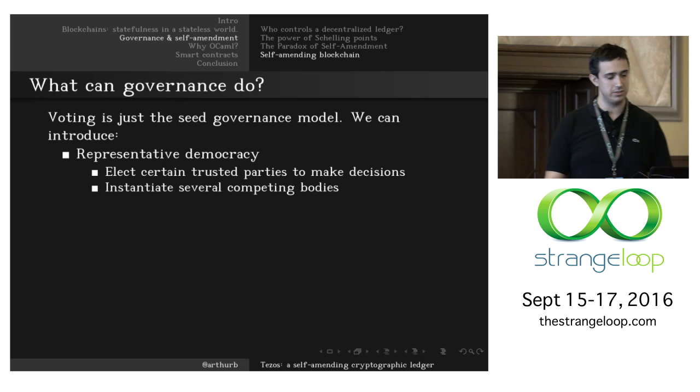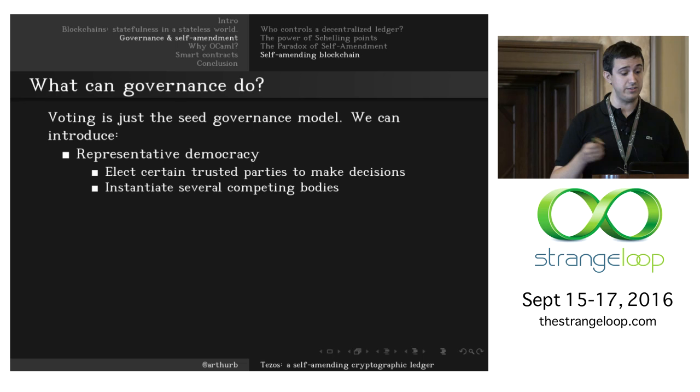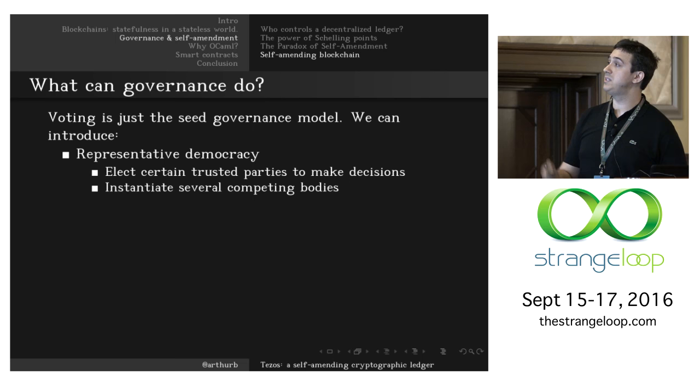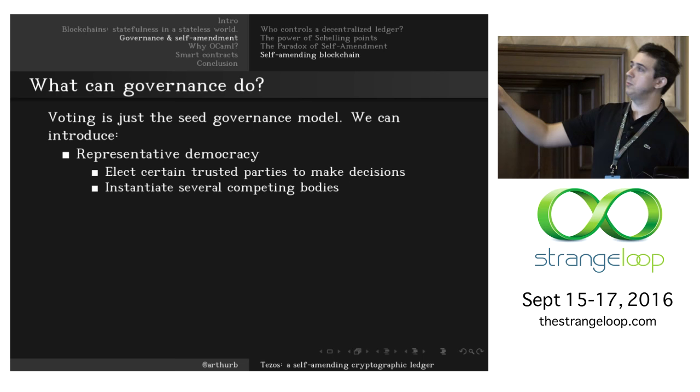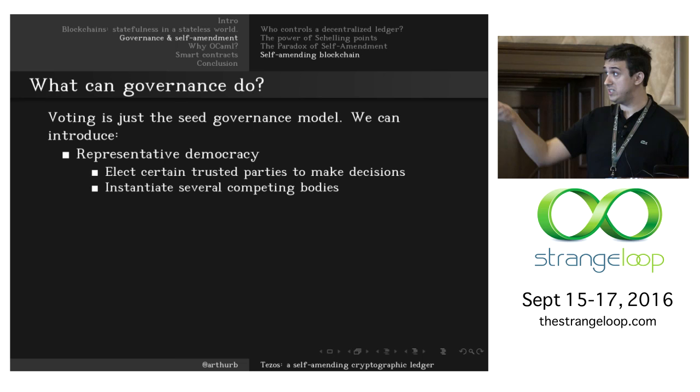When we can vote on the rules, we can vote on different rules as well. And so instead of voting directly, we could say, you know what? Maybe we can have representative democracy. We'll elect certain trusted parties to make decisions. And maybe if we don't believe in that, we can have liquid democracy, where we'll be able to change our representatives easily. You could instantiate several competing bodies.